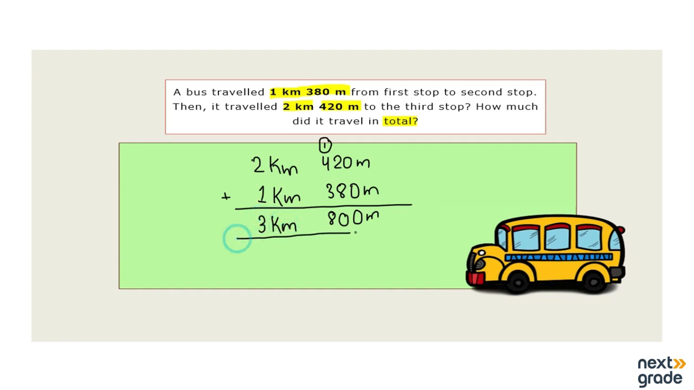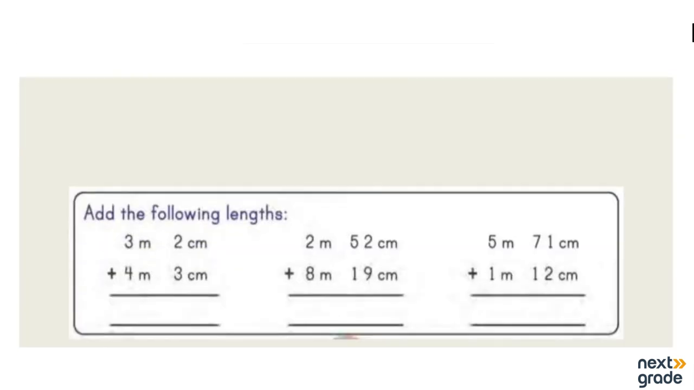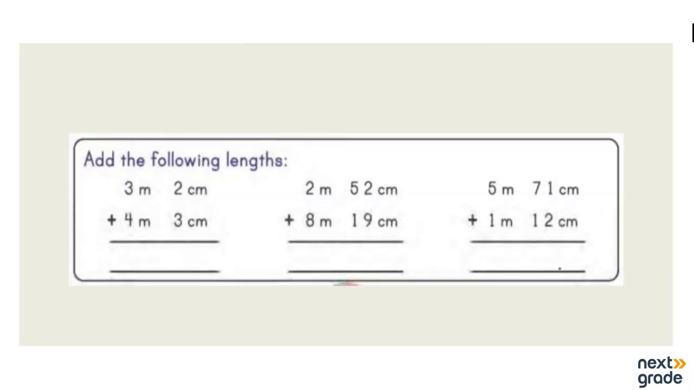So how much does the bus have to travel in total? We'll write over here the bus traveled in total is 3 kilometer and 800 meters. Okay, let's move on to the next slide and do some more addition work of the exercise.